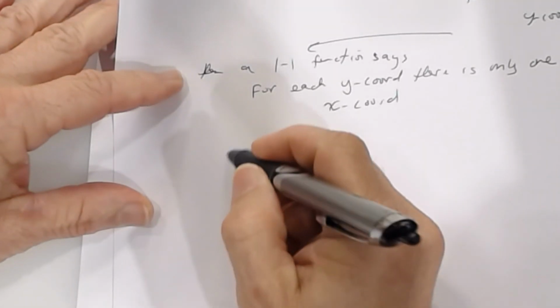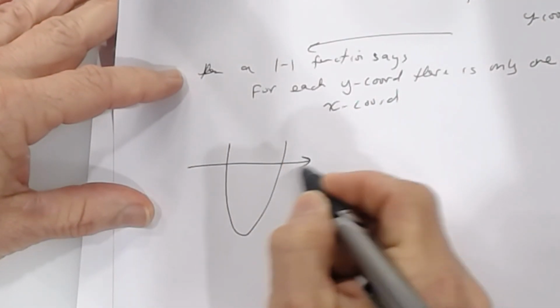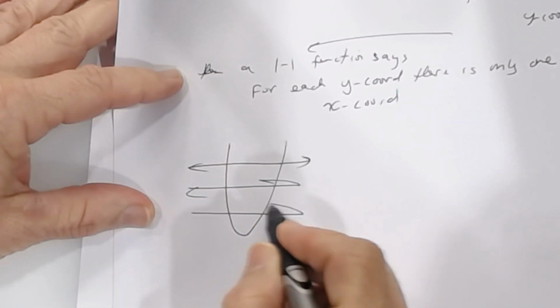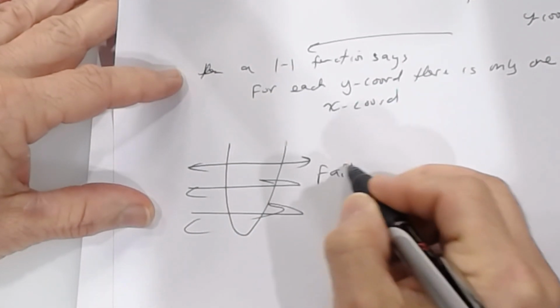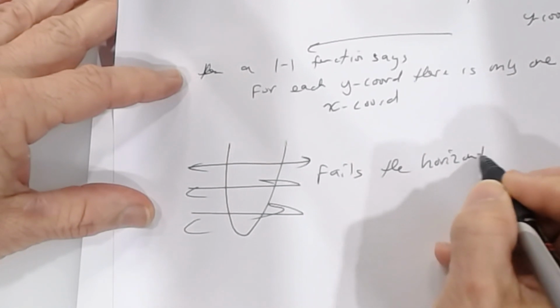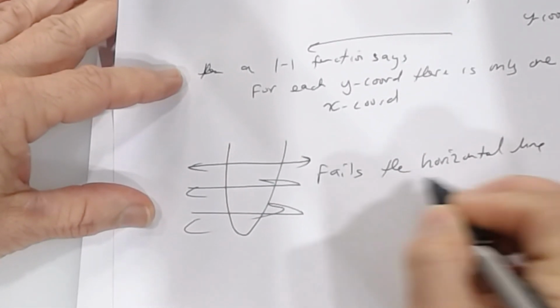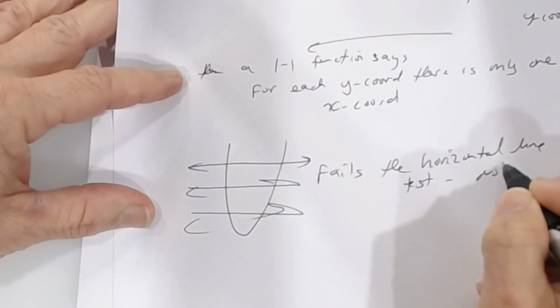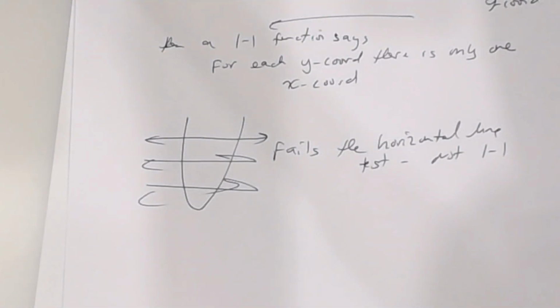So I'm going to go back here. Let me just do it here. Fails the horizontal line test. So it's not what? One-to-one. Since it's not one-to-one, will it have an inverse? No. So these quadratic functions don't have an inverse.